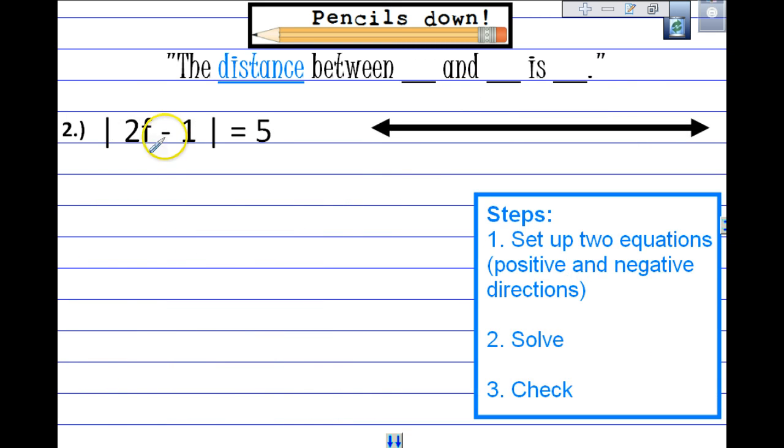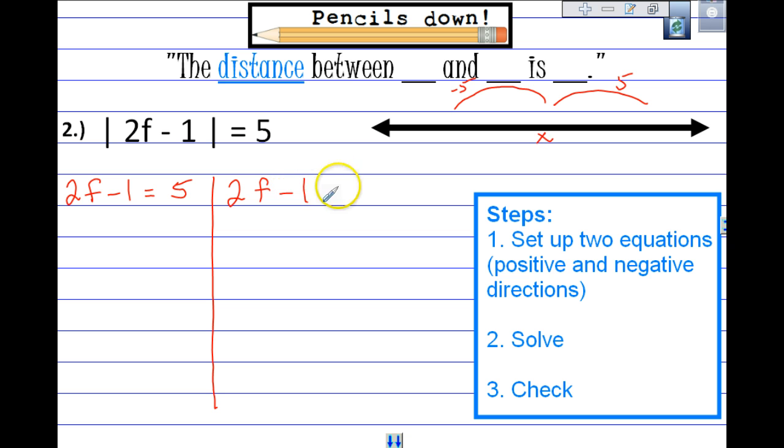So here's a good example where the graph does not really work. With this 2 here, the center is not at 1. The distance is not 5. But we can still set it up as if it was. As if we had a center, you can think of it as, if I go 5 to the right and 5 to the left, positive 5, negative 5, I can set both of these up. 2f minus 1 equals positive 5, and 2f minus 1 equals negative 5. Now I just have two-step equations.